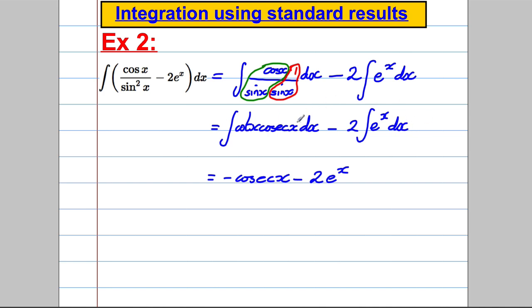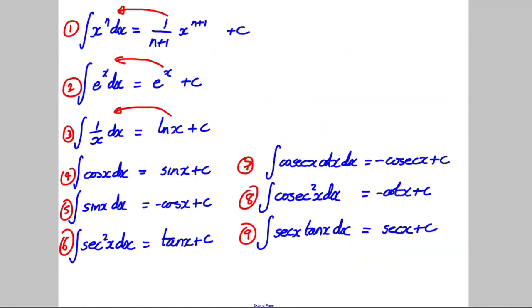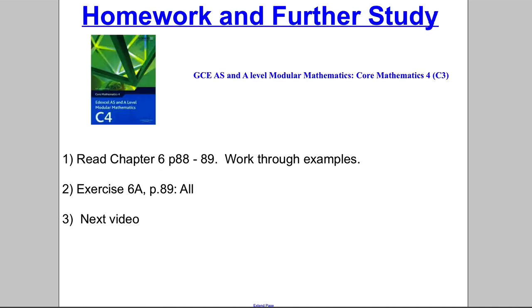Notice the integral signs are gone once we've done the integration, and don't forget to add your constant, add c, and we're done. So they're the two examples I wanted to do. These are the 9 results that you need to learn, and with those results you should be able to do the following questions. Exercise 6a, page 89. Thanks very much for watching.